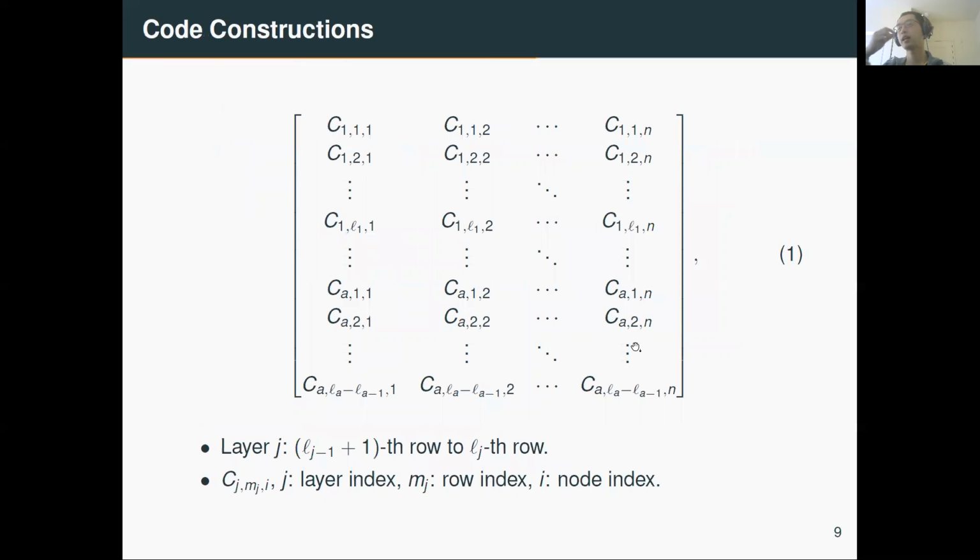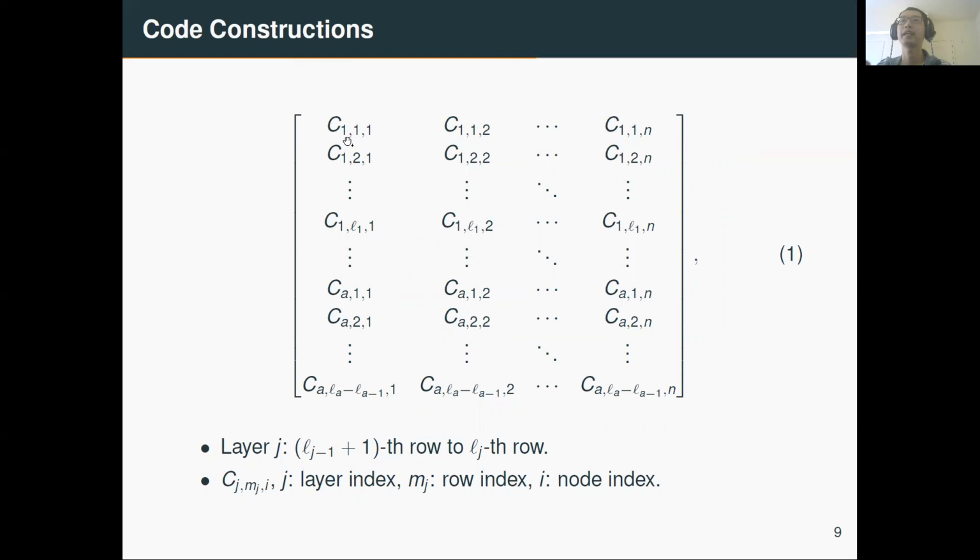In the next page, I will present a detailed construction for our code. We present the vector form of each code word symbol. Here, we divide our code construction into A layers, and layer j is the L_(j-1) plus 1 row to the L_jth row. For example, layer 1 contains row 1 to row L1, and layer A contains the last L_A minus L_(A-1) rows.